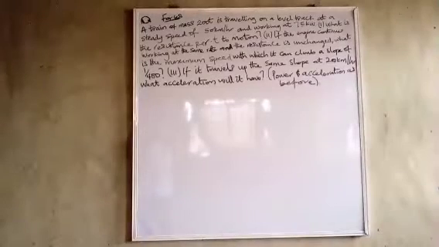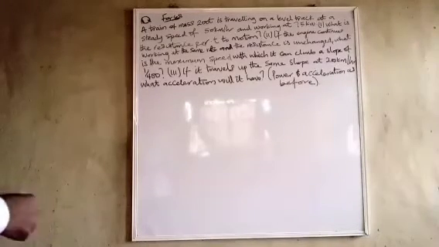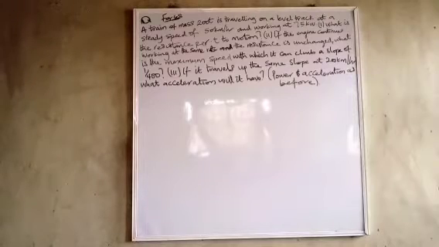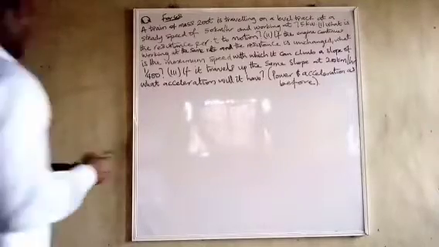A train of mass 200 tons is traveling on a level track at a steady speed of 50 kilometers per hour and working at 75 kilowatts. What is the resistance per ton to motion? That's one. Two, if the engine continues working at the same rate and the resistance is unchanged, what is the maximum speed with which it can climb a slope of 1 in 400? Three, if it travels up the same slope at 20 kilometers per hour, what acceleration will it have? Now let's start by looking at it from this perspective.